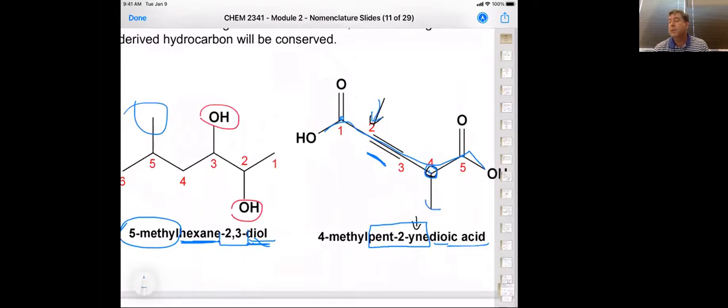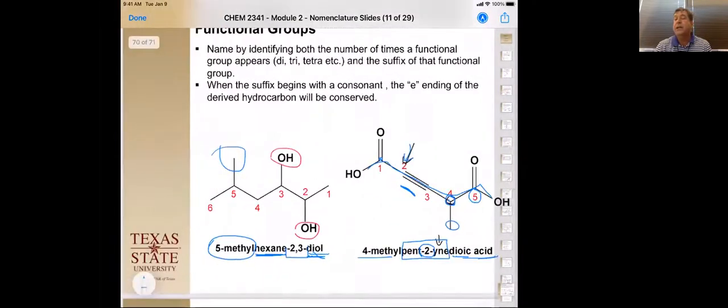And our substituent's on the 4. So that's where our 4-methyl comes from. The pent comes from the 5. And we would say pentane or pentyne, but we have to locate that alkyne since it's not at the end. So that's where our 2 comes from. And then dioic acid, because we have 2 carboxylic acids. Okay, so anytime you have two or more of the same functional group, and it's the highest priority, you get to use that di, tri, tetra functionality.